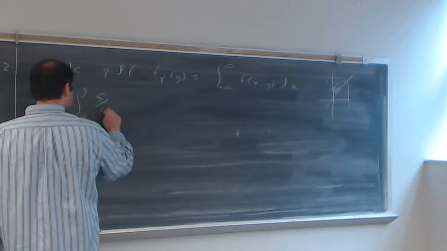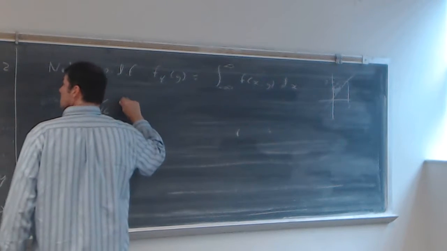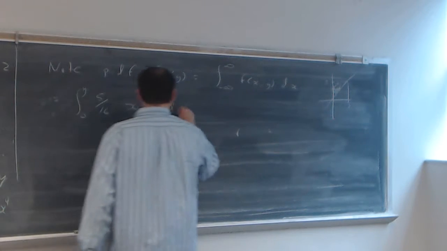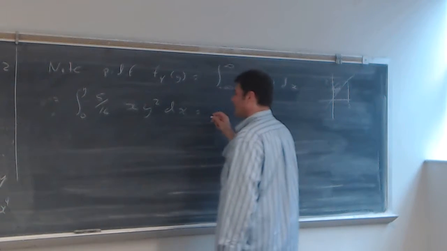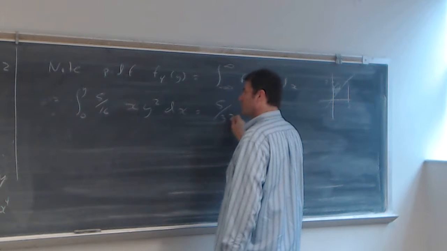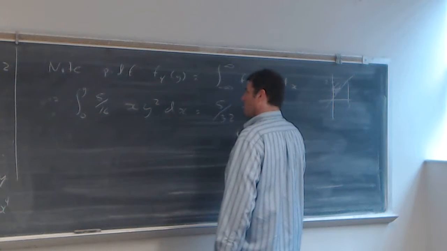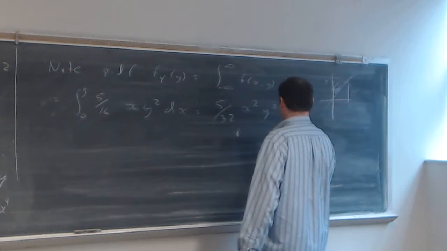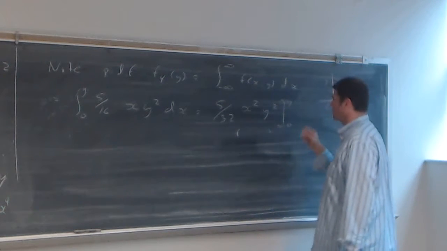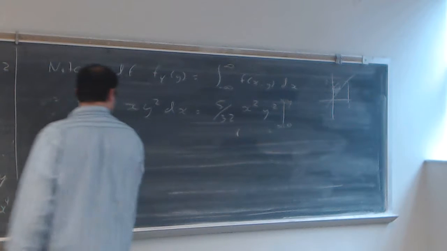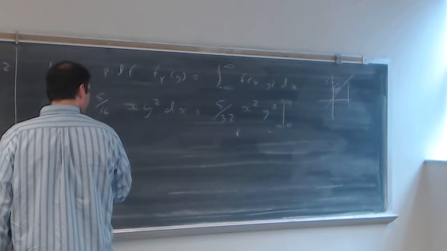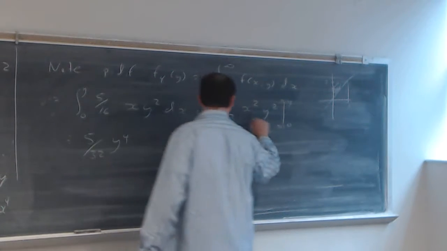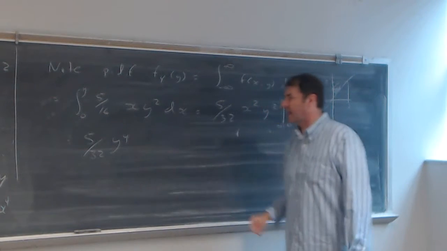Here this is 5/16 x y squared dx. The antiderivative for this is 5 over 32 x squared y squared, evaluated from 0 to y. Again, these are x values. And so when I stick in y, I get 5 over 32 y to the 4th, and when I let x be 0, I just get 0. So that's what I have.